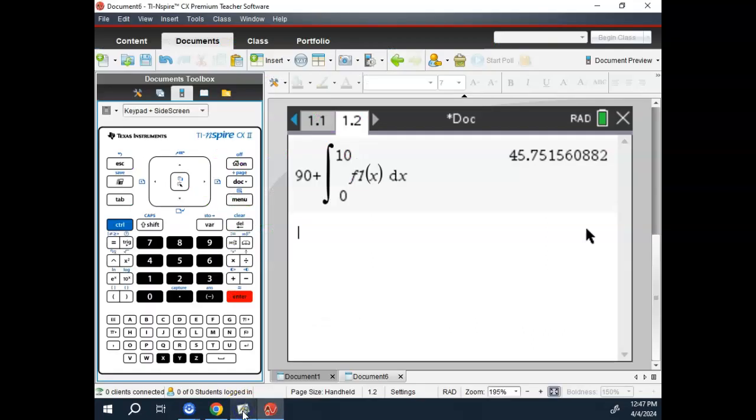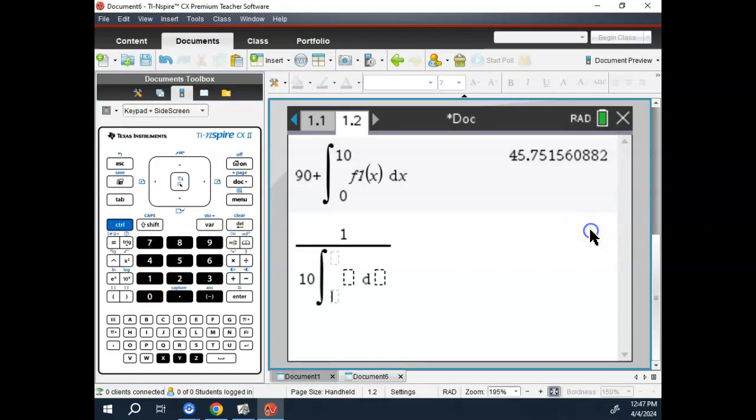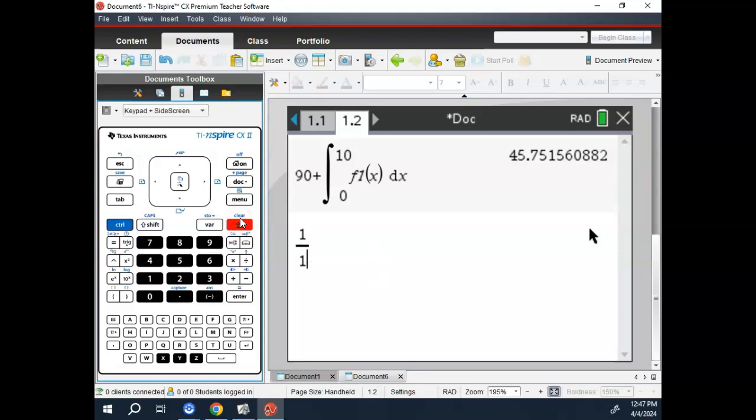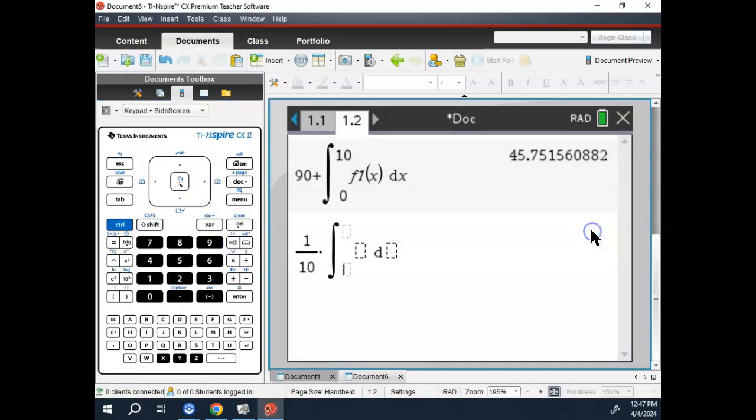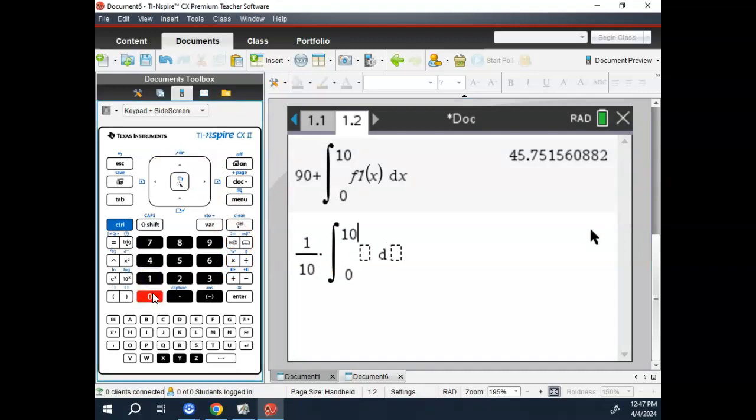So back in the calculator here, I can start with 1/10. Maybe if I can actually get in my fraction. There you go. 1/10. And then I'm going to get my little thing here. Oh, not what I wanted, right? Okay, times the integral from 0 to 10 of f1 of x dx.